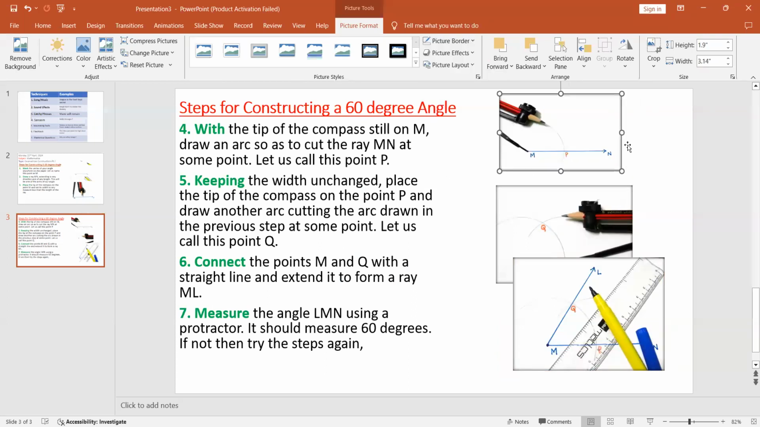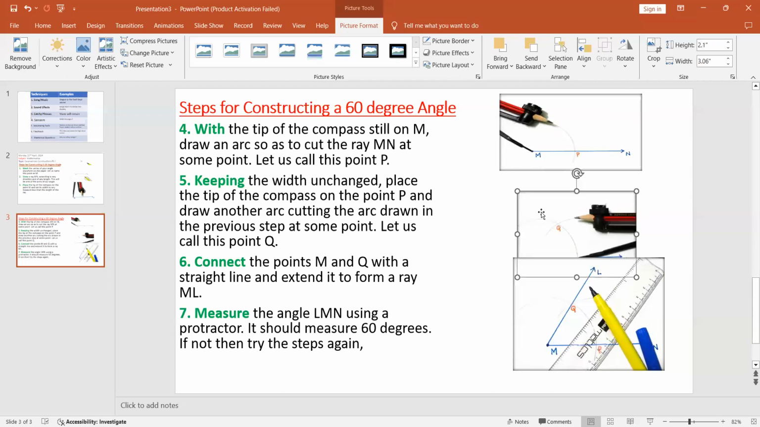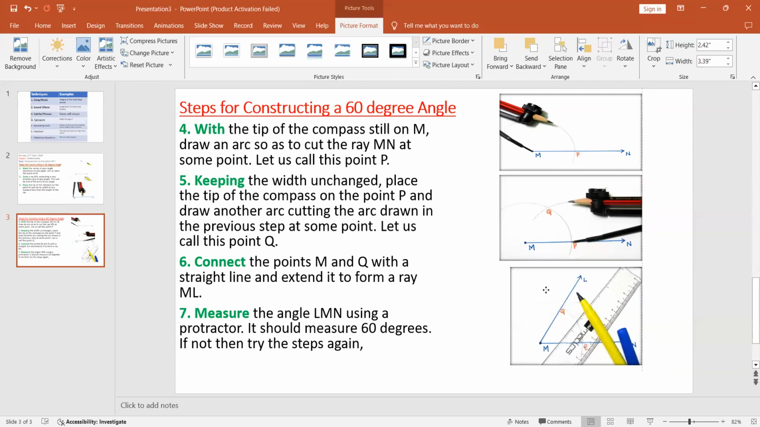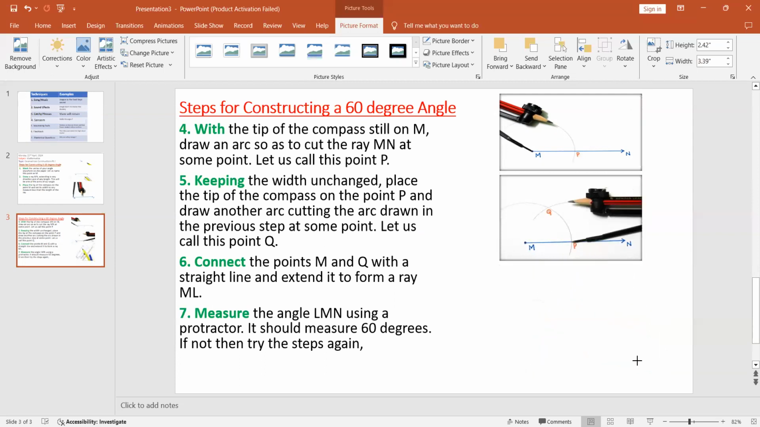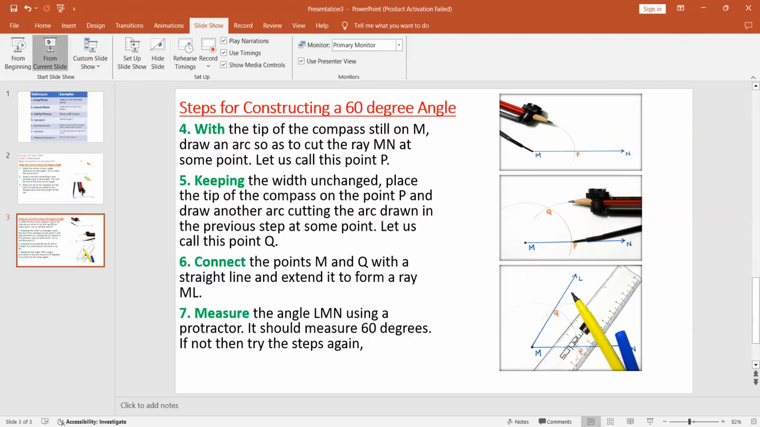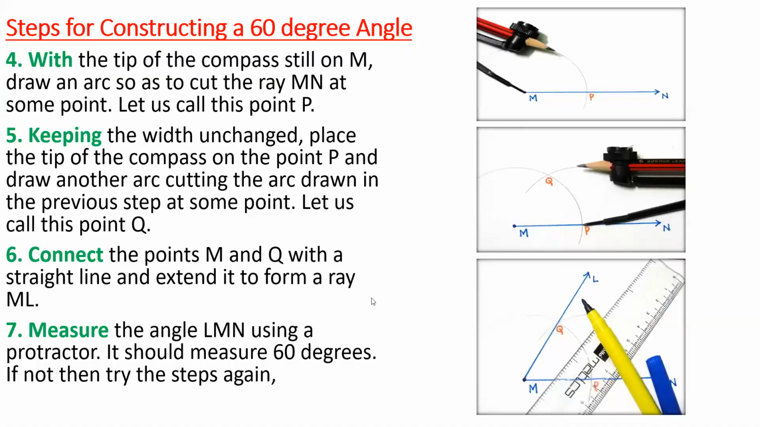With the tip of the compass still on M, draw an arc so as to cut the ray at some point. Let us call this point P. 5. Keeping the width unchanged, place the tip of the compass on the point P and draw another arc, cutting the arc drawn in the previous step at some point. Let us call this point Q. 6. Connect the points M and Q with a straight line and extend it to form a ray ML. 7. Measure the angle LMN using a protractor. It should measure 60 degrees. If not, try the steps again.